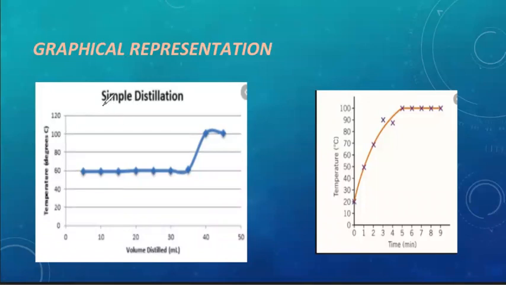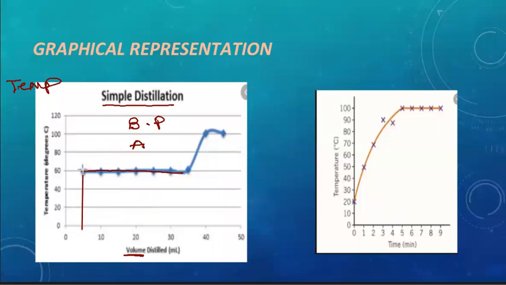So this is a graphical representation for the simple distillation where we have temperature against the volume, right? So at a fixed temperature, let's suppose your component is A, then definitely the boiling point of component A will be there, and at a fixed temperature some volume will keep collecting. We can predict that volume from here.